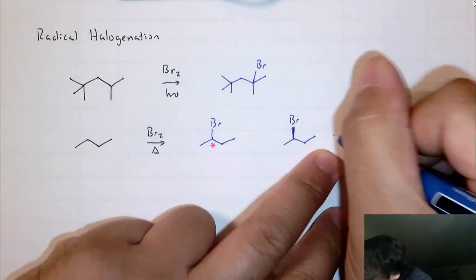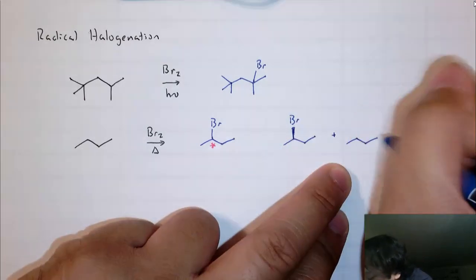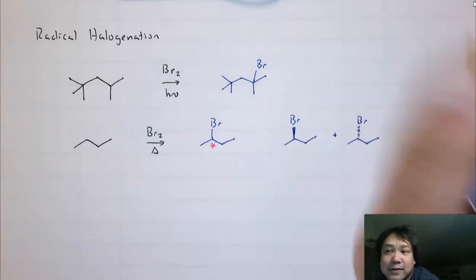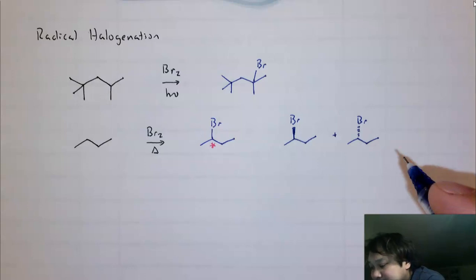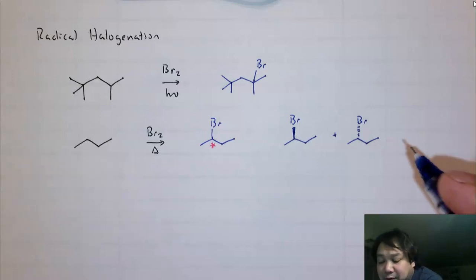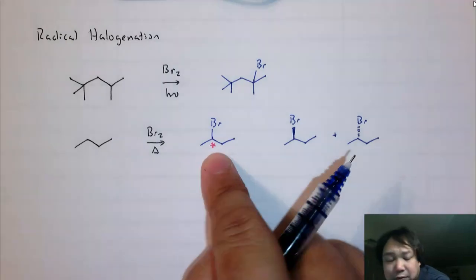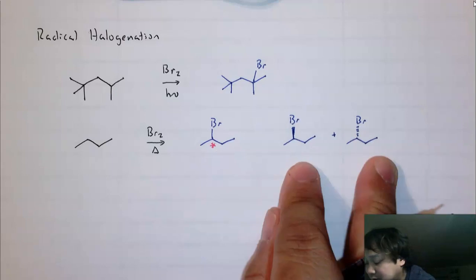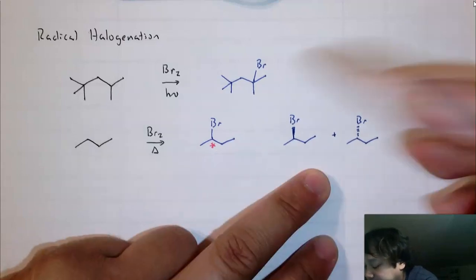Because most professors and most people who are interested in mechanisms, they're really interested in how many products do you get. If you just draw this and you assume there's only one product, that's actually wrong. You get two products that are enantiomers of each other.